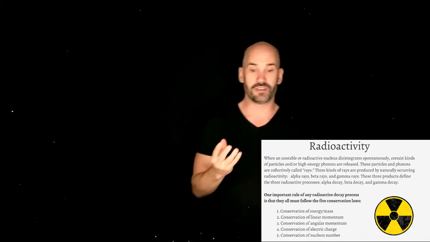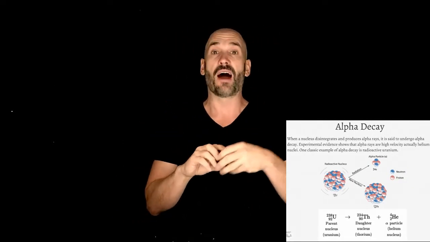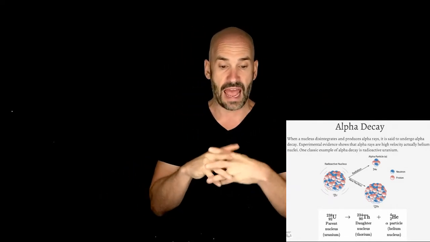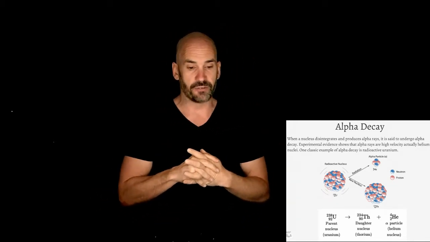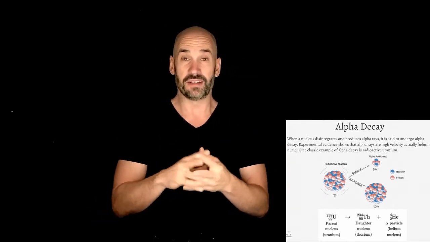All right, the first major kind of radioactive decay is called alpha decay. And alpha decay is just a radioactive decay that releases an alpha particle. Okay, so when a nucleus disintegrates and produces alpha rays, it is said to undergo alpha decay. Experimental evidence shows that alpha rays are high velocity, and actually what it is, it's a helium nuclei, right? It's 2 protons, 2 neutrons.